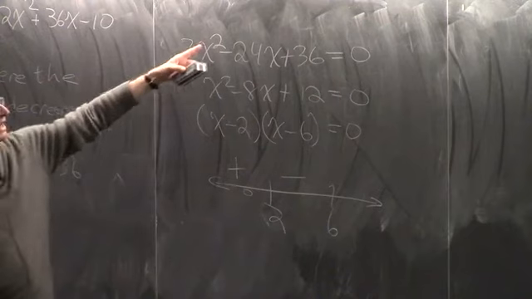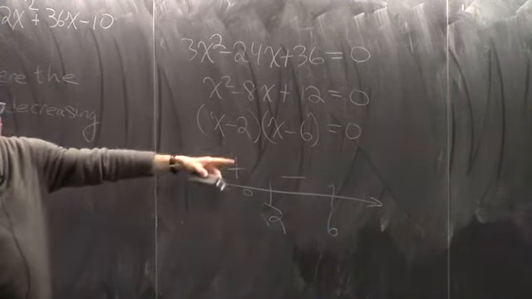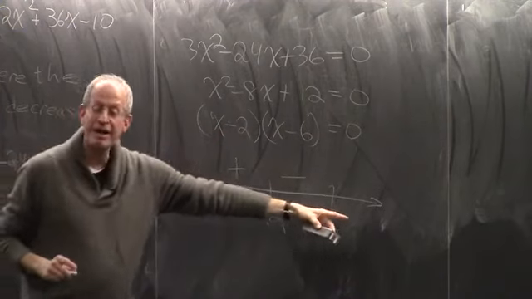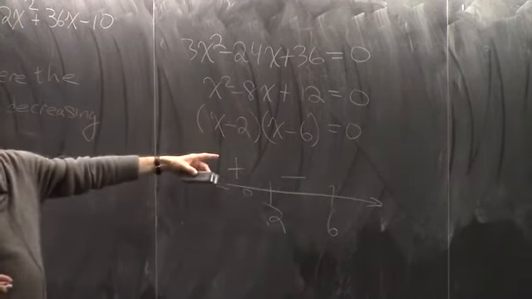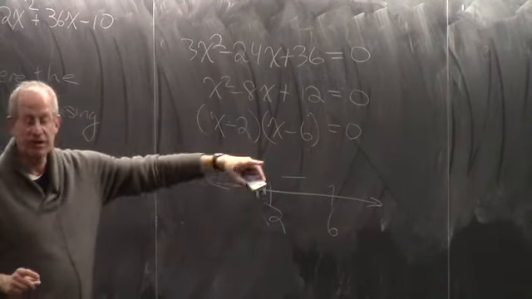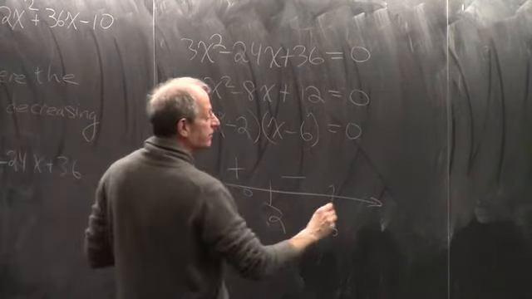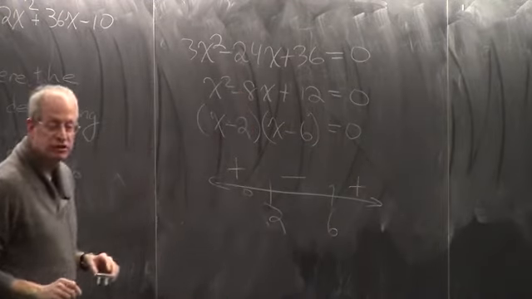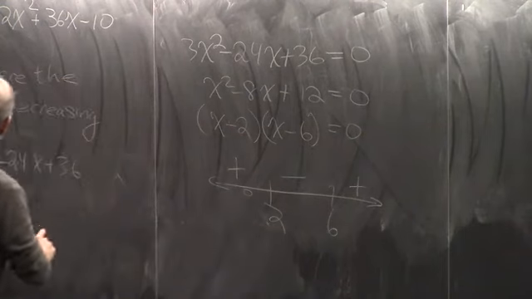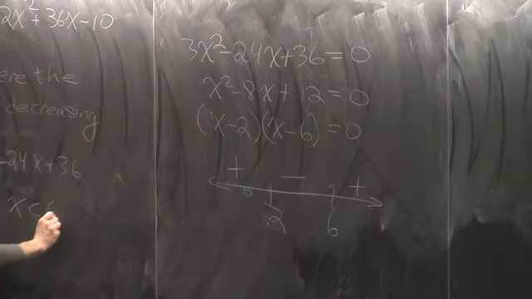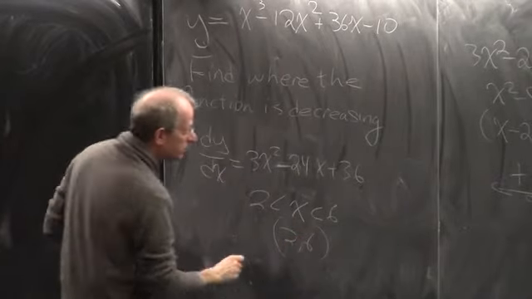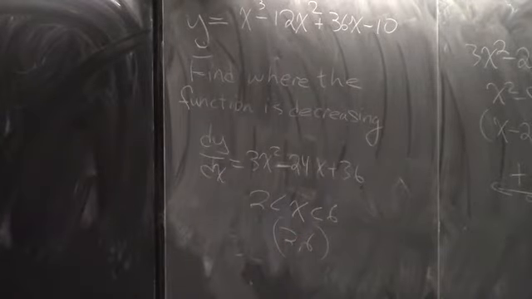By the way, you can plug it into any of these derivatives. They're all the same thing. It's just easiest when you plug it into the factored form. Now take a number greater than 6, like 7. 7 minus 2 is positive, 7 minus 6 is positive, and a positive times a positive is a positive. So it's increasing when x is less than 2 or greater than 6. It's decreasing when x is between 2 and 6, or in interval notation, (2, 6).